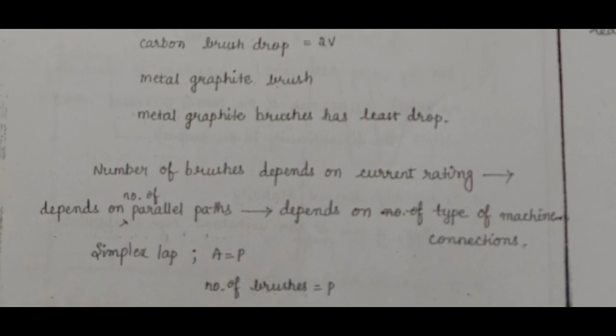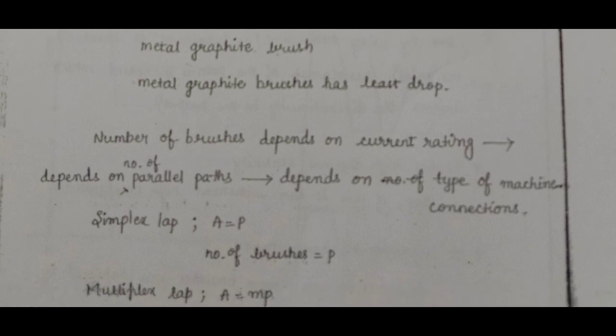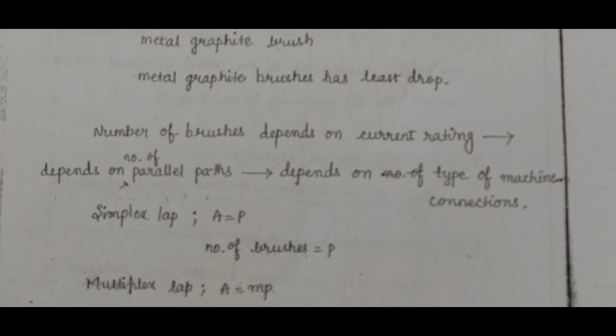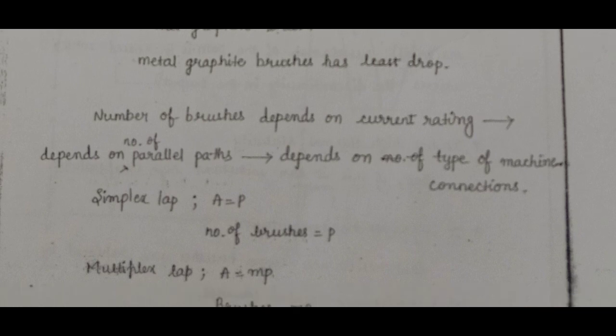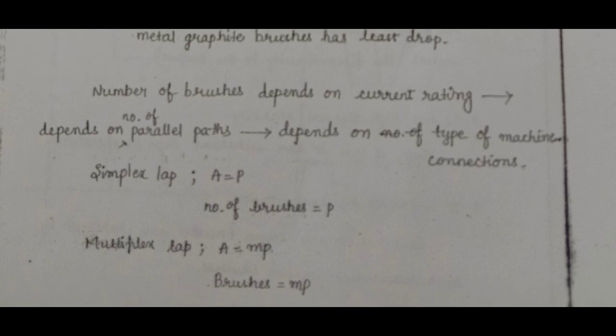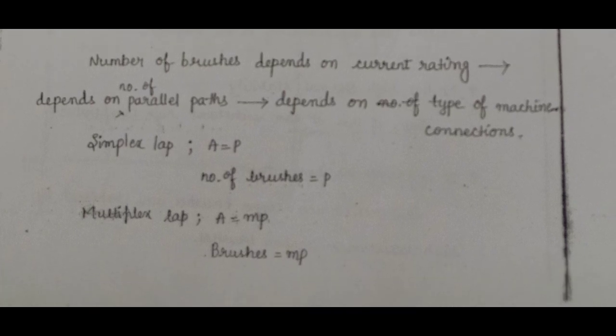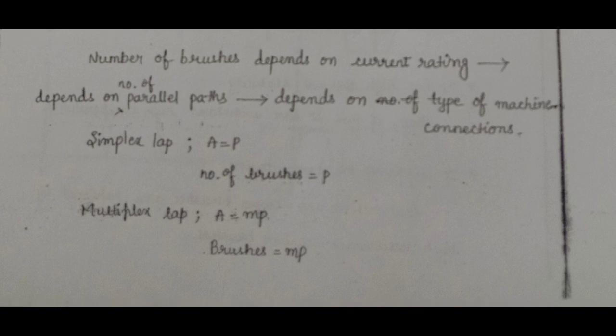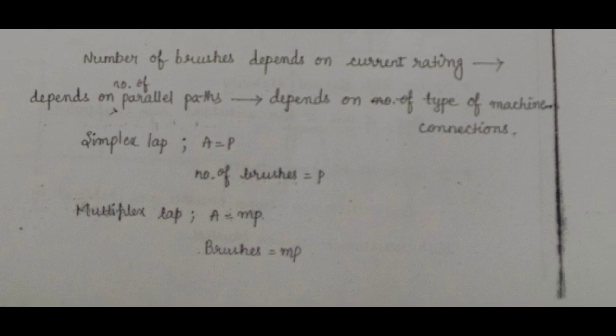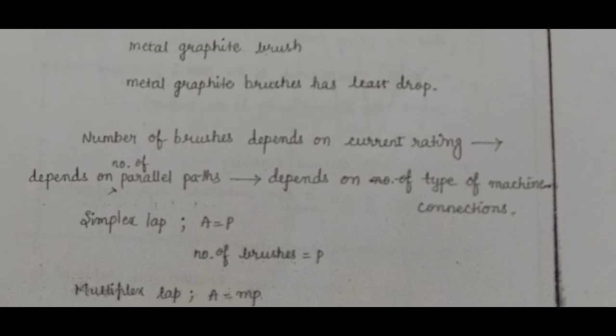Metal graphite brushes have the least drop. Number of brushes depends on the current rating, on number of parallel paths, and on the type of machine connection. Simple lap, A equals P, number of brushes equals number of poles. Multiplex lap, A equals mP, brushes equal mP.